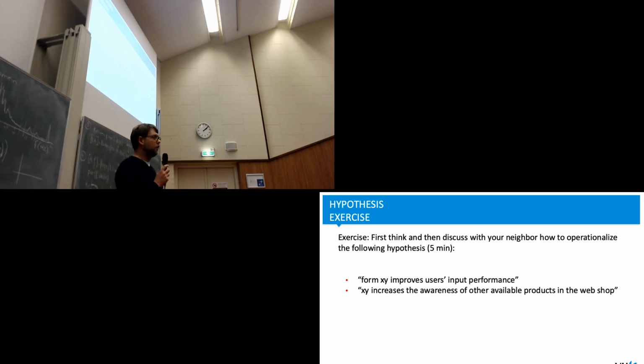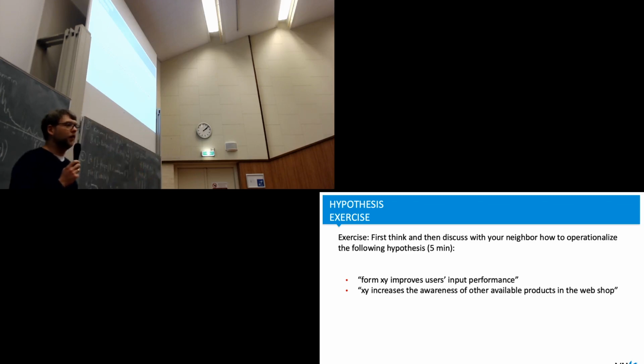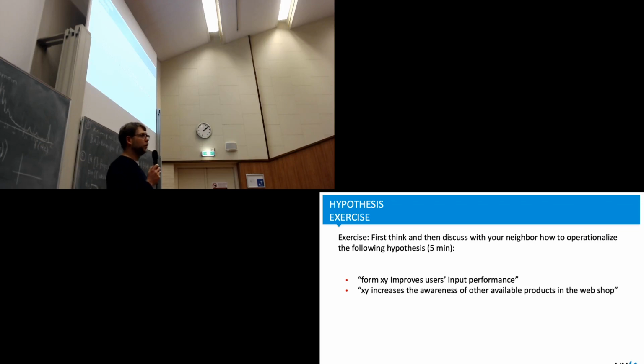So, how would you measure that an input form improves the user performance? Again, think about our example with the web shop. The customer has to enter the shipping address. How would you test if the new interface is more performant to use for the user than the old one? What would you measure?